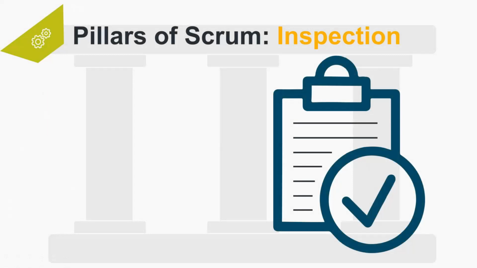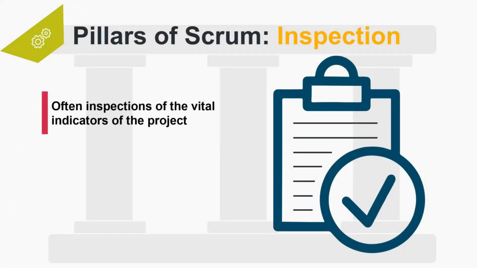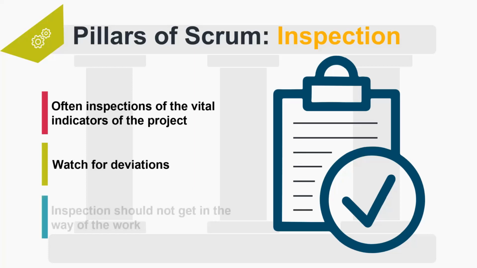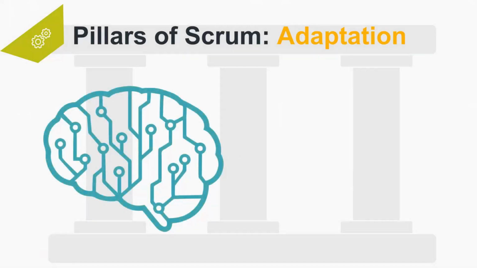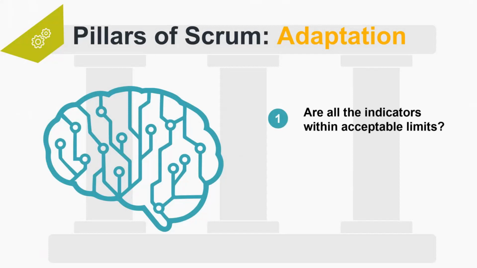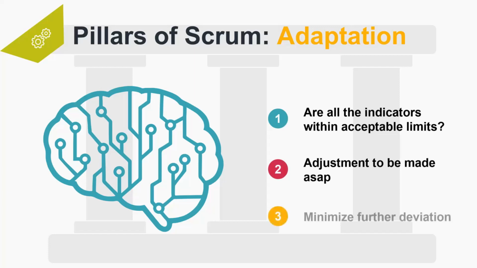Inspection. Team members should regularly inspect vital indicators of the project, for example, Scrum artifacts, and see if there are any significant deviations. Their inspection should not be so frequent that inspection gets in the way of the work. Adaptation. If an inspector determines that one or more of the vital indicators deviate outside the acceptable limits, and that might cause unacceptable project results, an adjustment must be made as soon as possible to minimize further deviation.